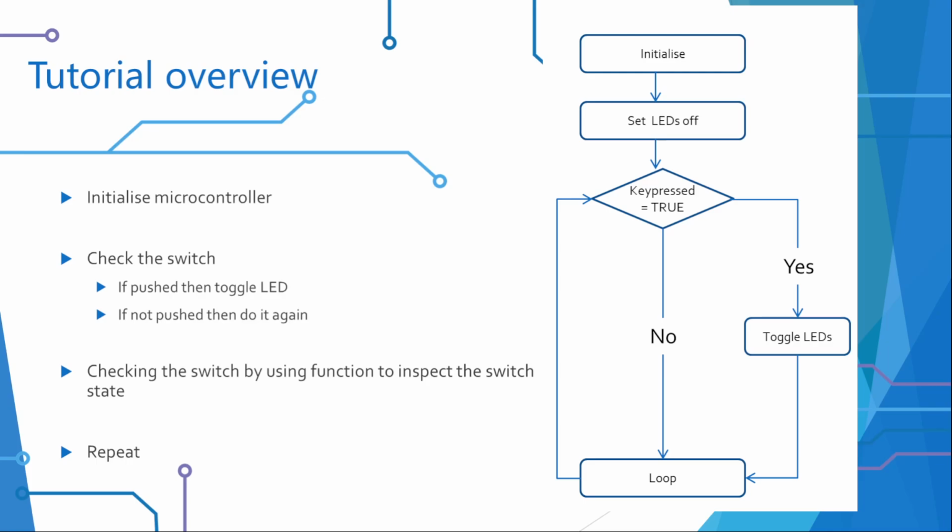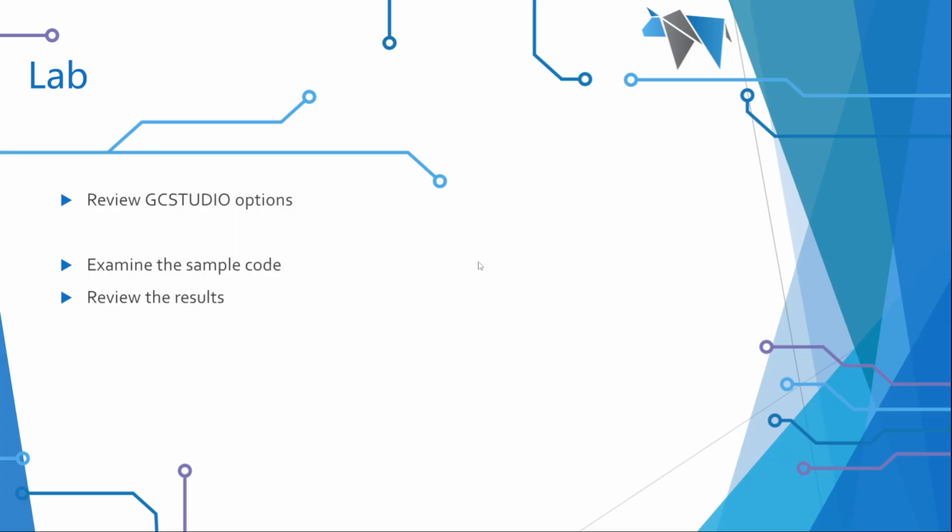So in our flow diagram, we initialize, we set the LEDs off, just turn everything off, and wait till the key press is true. If it is true, that means yes. It toggles the LEDs and it just loops back. And obviously the other action is if it's not true, then it will just loop back and keep checking. Now, what we're going to do is review the GCStudio options. We're going to look at some sample code and review the result on the hardware.